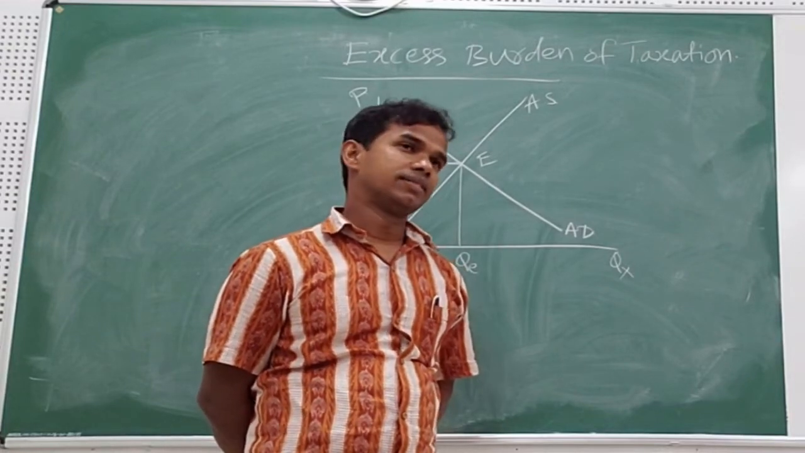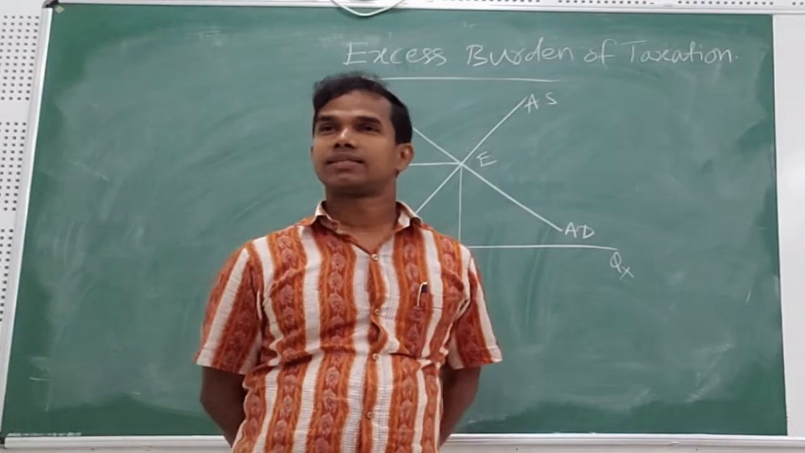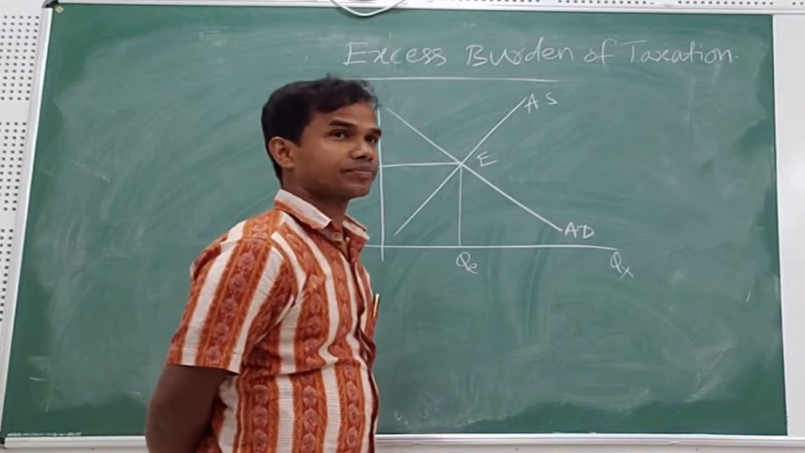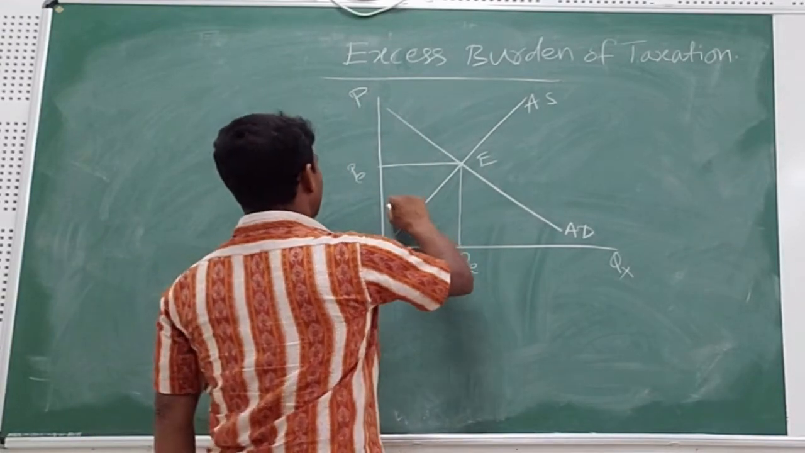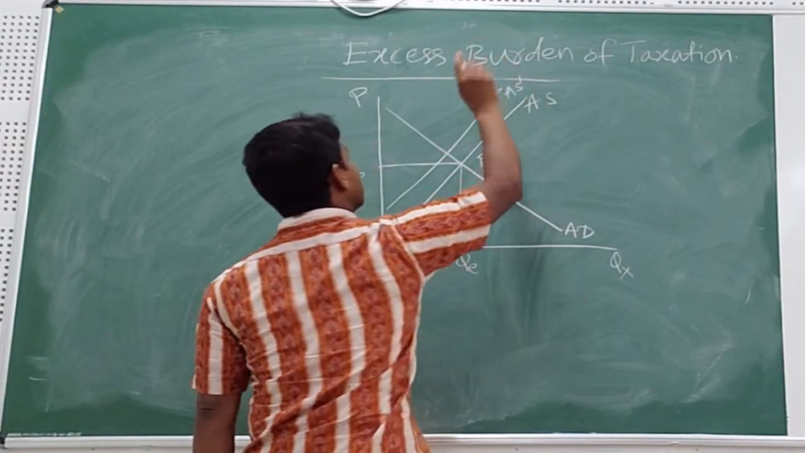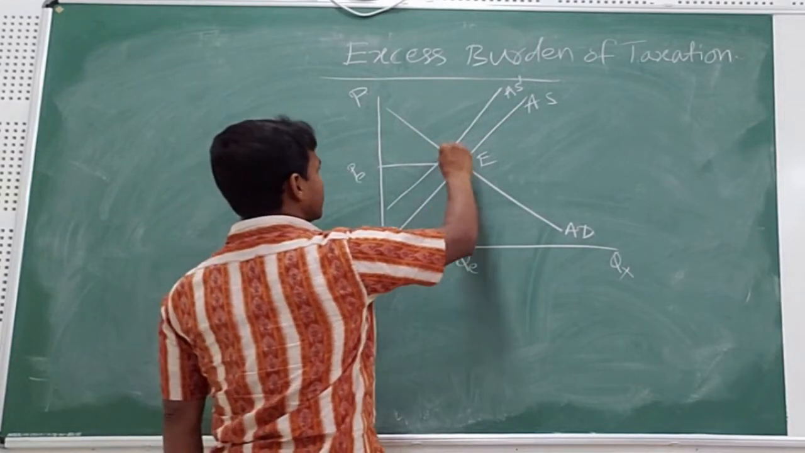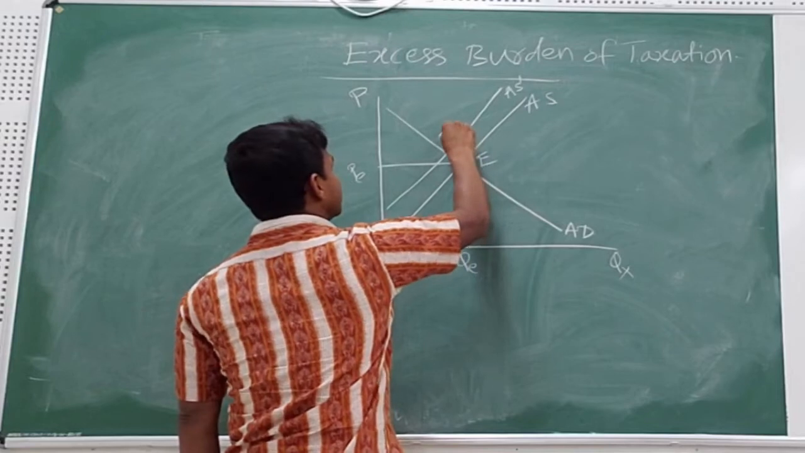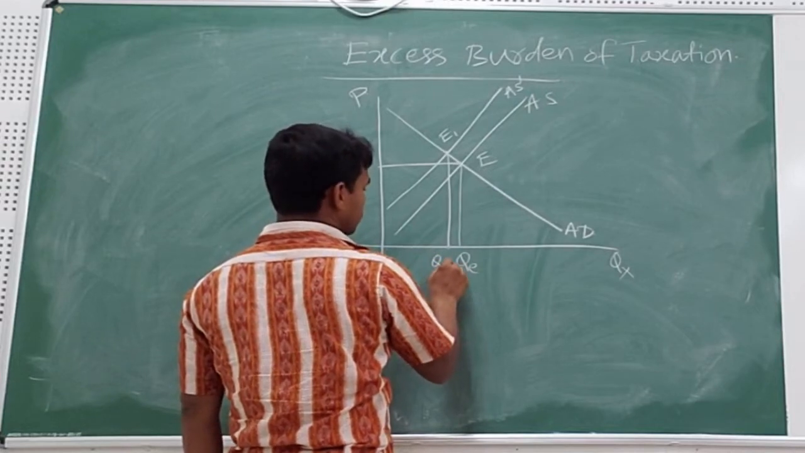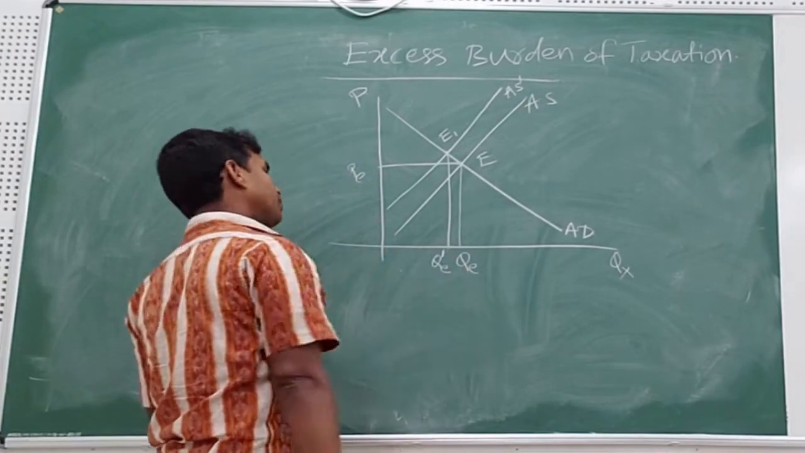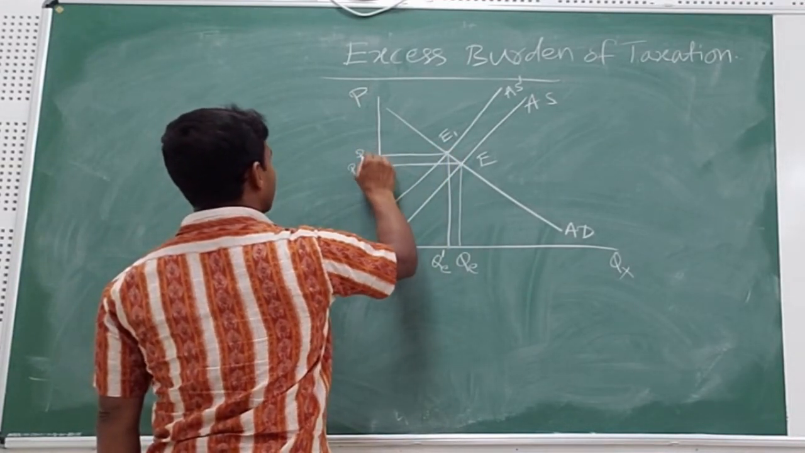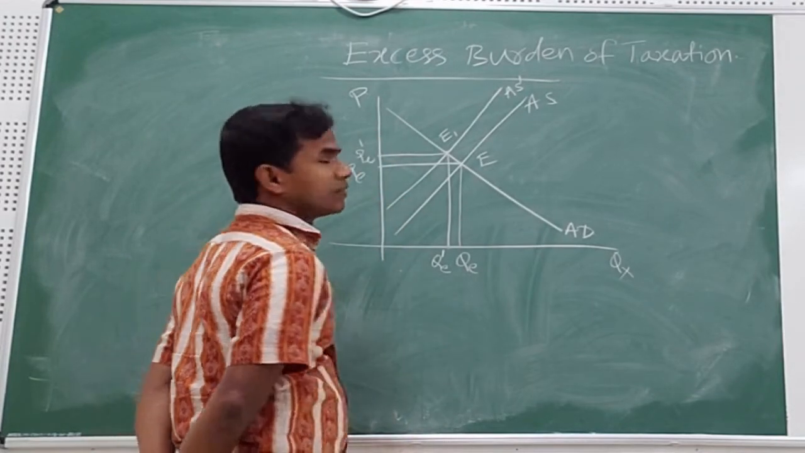Fall. It will fall, right? So then will the aggregate supply curve shift to the right side or left side? Left. So the supply curve is now shifting to the left side. Say A is prime, and your new equilibrium point is say E1, the equilibrium quantity is now QE1, and the equilibrium price is PE1, right?